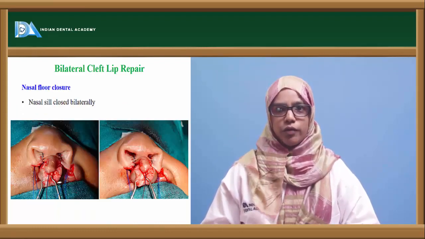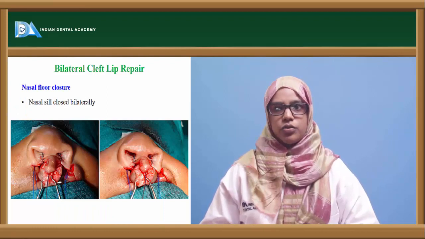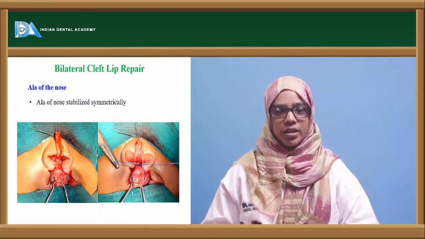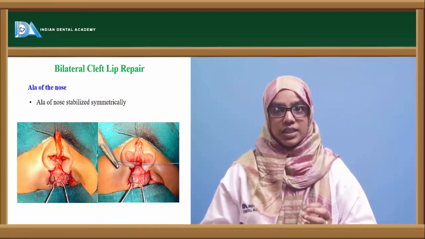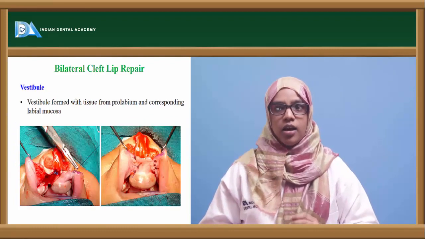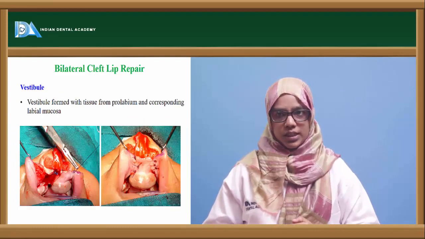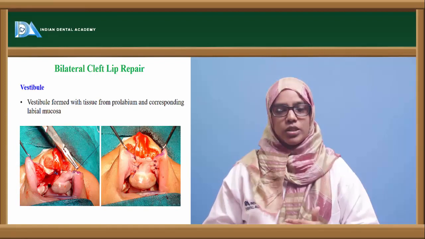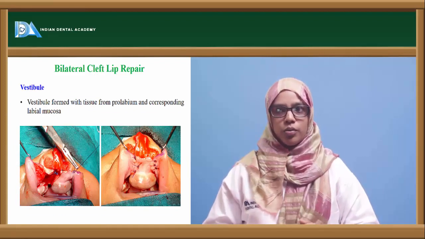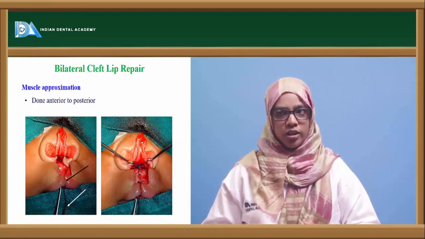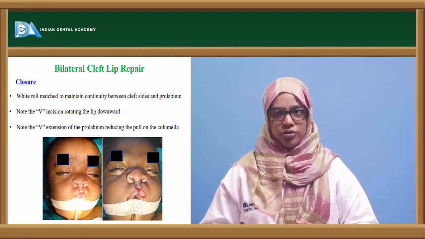Here the nasal floor is sutured. After suturing the nasal floor, the ala nasalis muscle is sutured to get the proper nasal symmetry and nasal sill. After that, the mucosal suturing is done, as you can see here. Once you have done mucosal suturing on both the sides, you do muscle suturing followed by skin closure.